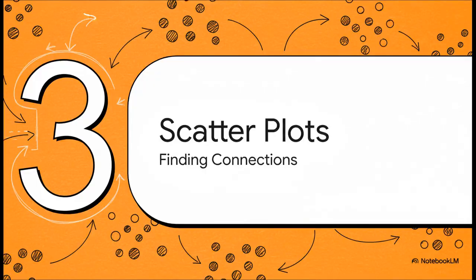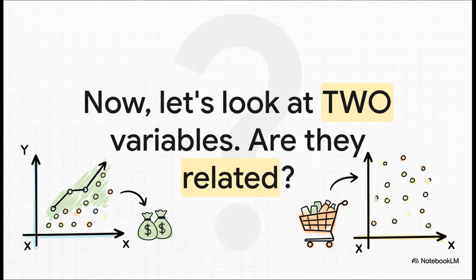All right, so we've looked at the shape and the summary of a single set of data, but you know, data is often most interesting when we see how different things relate to each other, and this brings us to our third and final tool, the scatter plot. A scatter plot helps us answer a really fundamental question. When one variable changes, what happens to another one?